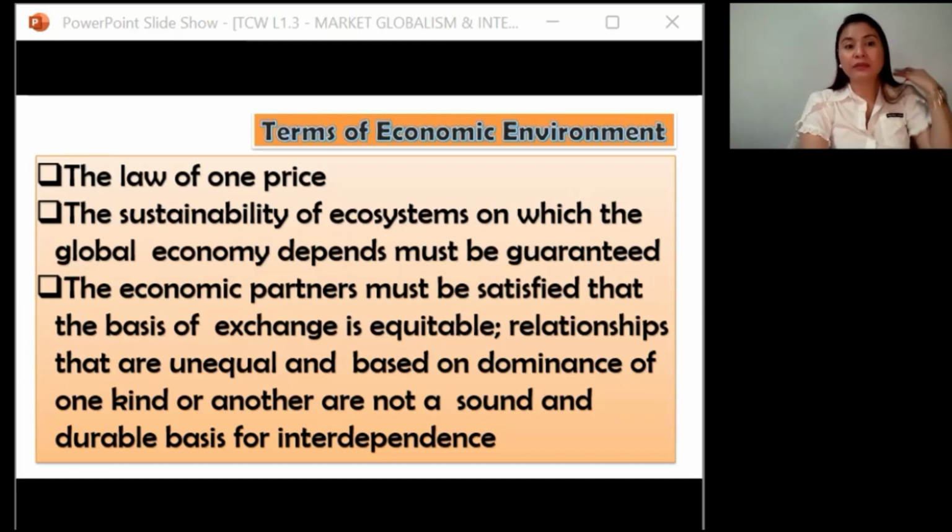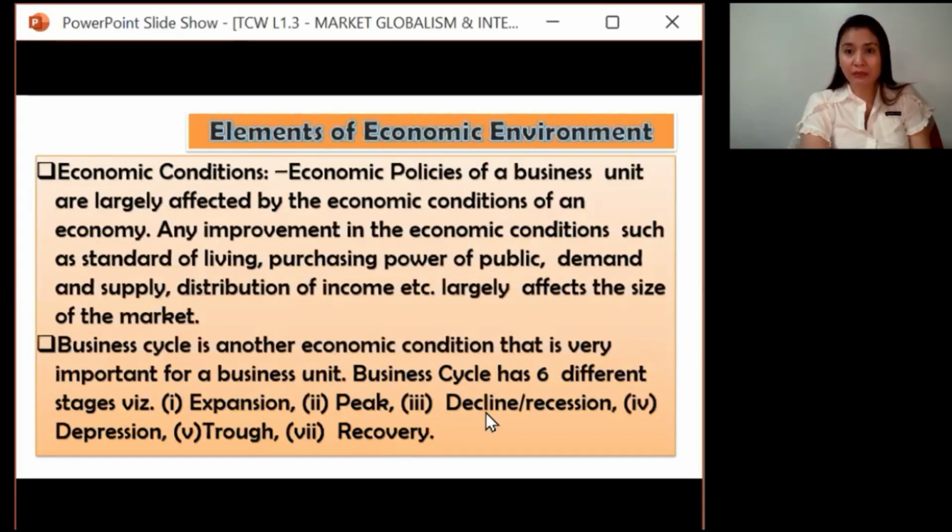So when we say economic environment, it also has its elements. These are the elements of the economic environment. First is the economic condition, which talks about the economic policies of the business unit, which are largely affected by the economic conditions of an economy. Any improvement in the economic conditions, such as the standard of living, purchasing power of the public, demand and supply, and distribution of income, largely affects the size of the market.